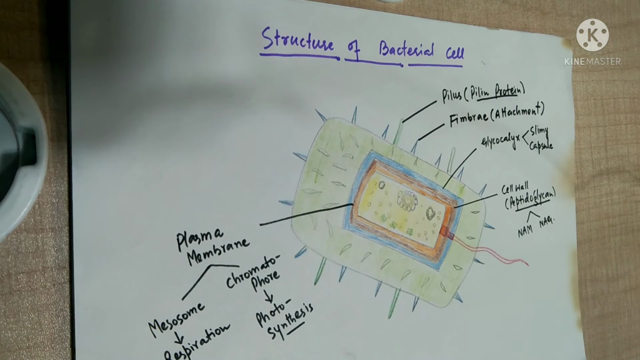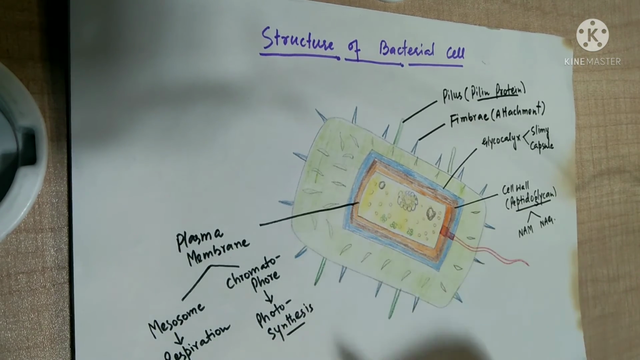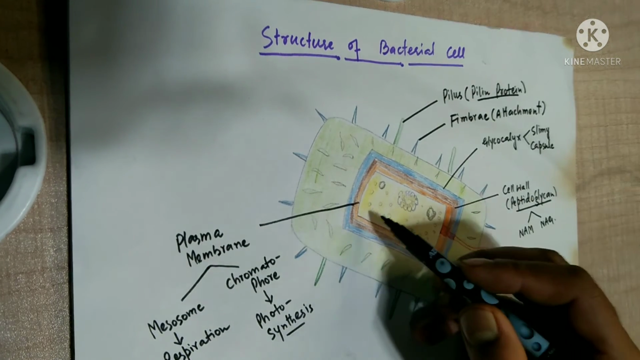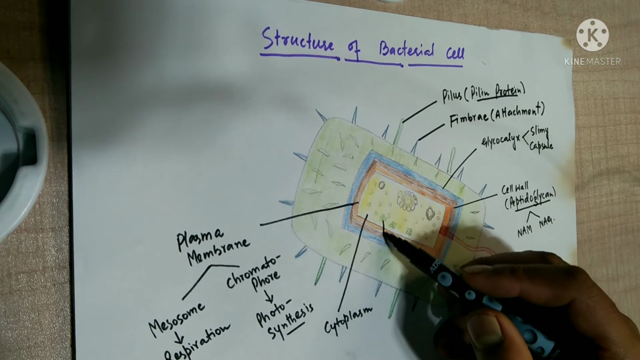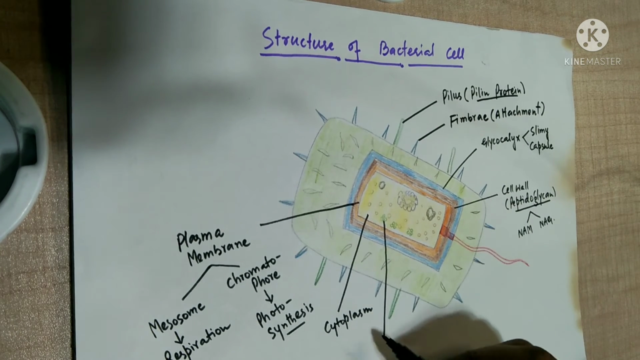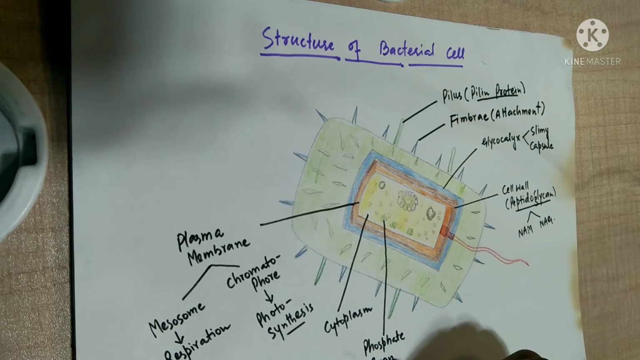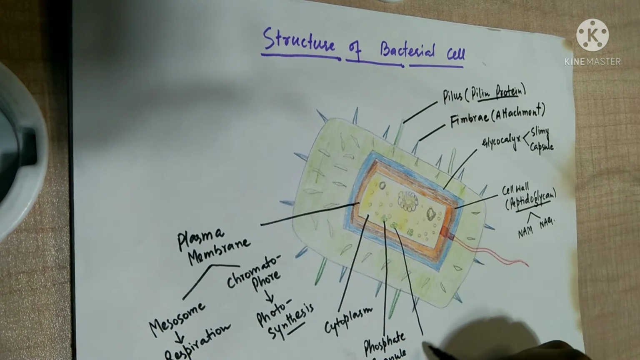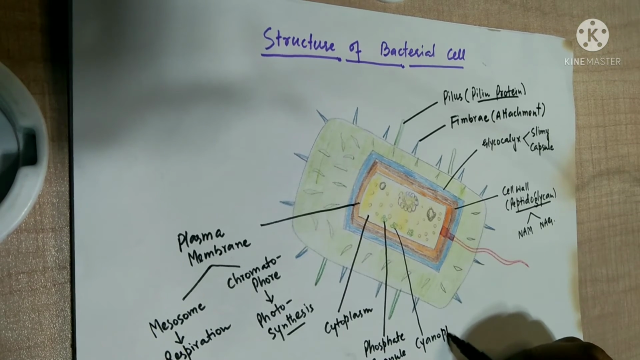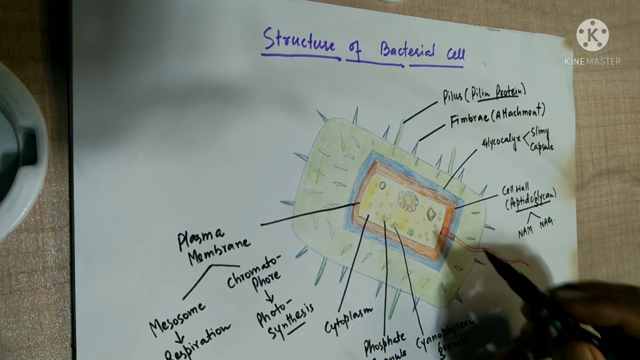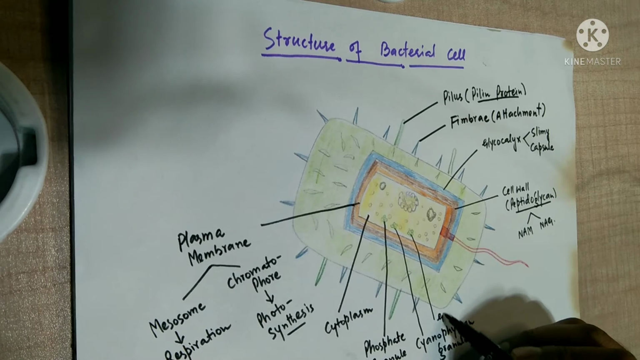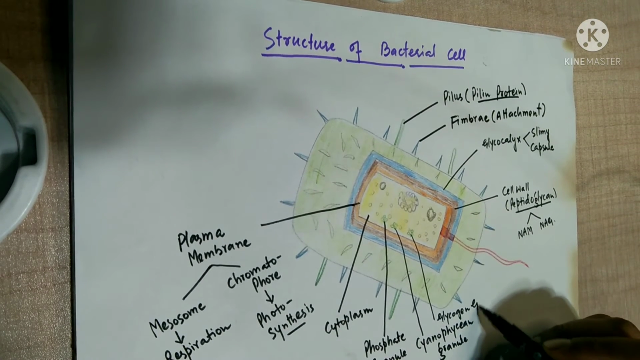So remember this point. On the interior of the plasma membrane, there is the cytoplasm. Cytoplasm contains three kinds of food granules. This is called phosphate granule. This is called cyanophycin granule, and the third one is called the glycogen granules.